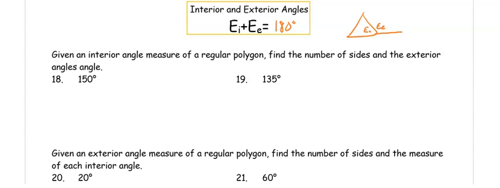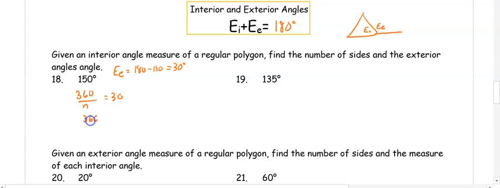So in number 18, we want to find the number of sides and the exterior angle. So our exterior angle is going to equal 180 minus 150, which is 30 degrees. To find the number of sides, it's definitely easier to work with your exterior angle. So we have 360 over n equals 30. We can multiply by n. 360 equals 30n. Divide. So n is 12. So this is a dodecagon.